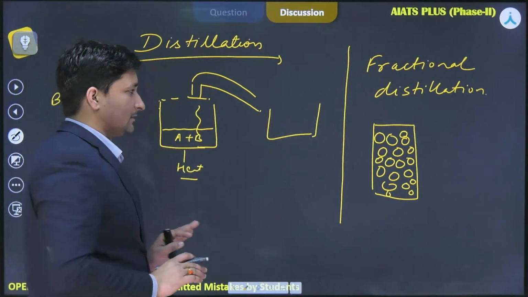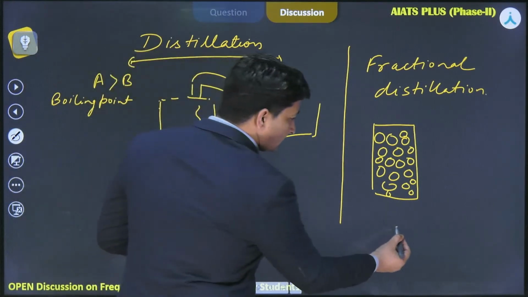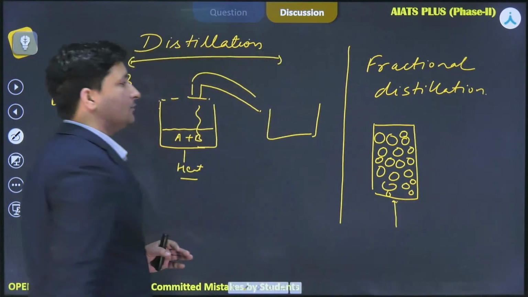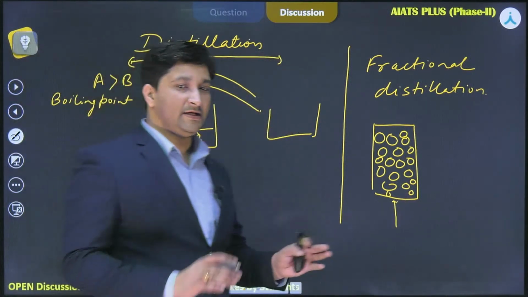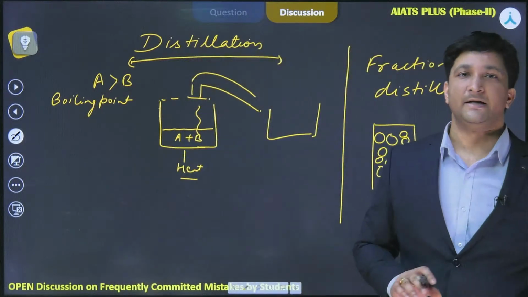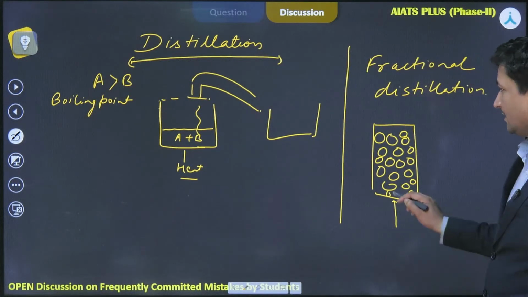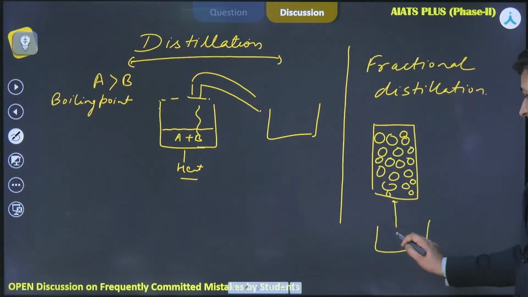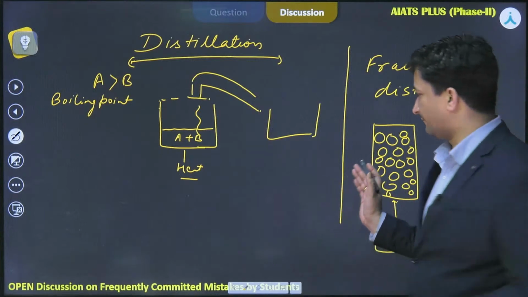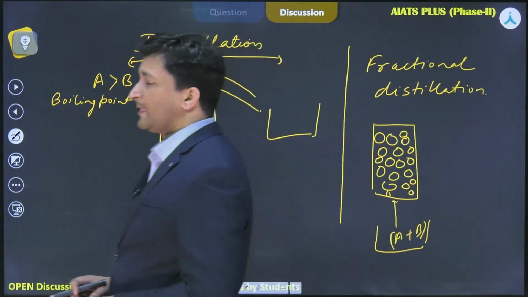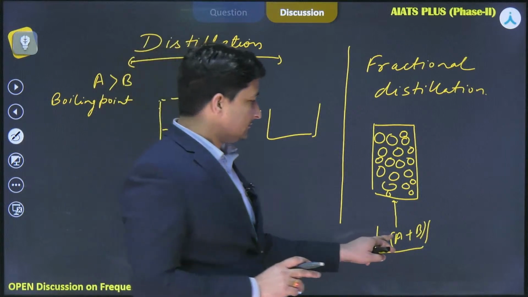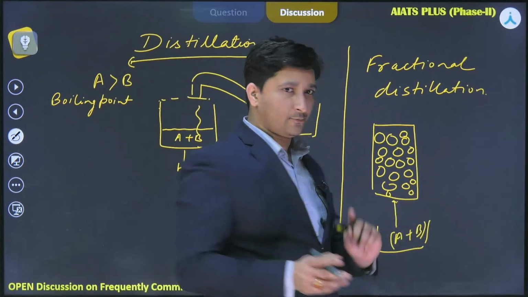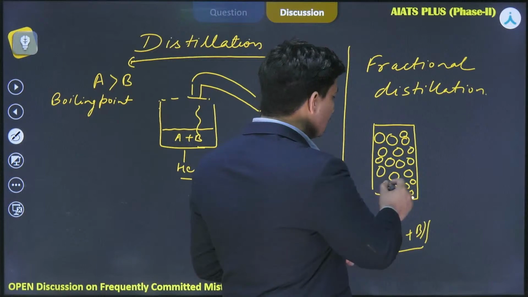Suppose A plus B is there. Now when the vapors will come and enter into this fractionating column, these beads will increase the surface area for temperature exchange. Okay. So if A plus B are there and we are heating them, and the vapors of both A and B are being formed here, then what is going to happen? This A, which is having the higher boiling point, what will happen? It will cool down faster.